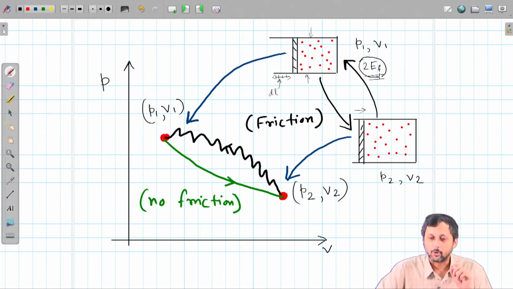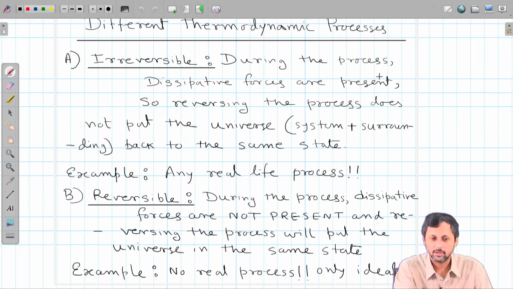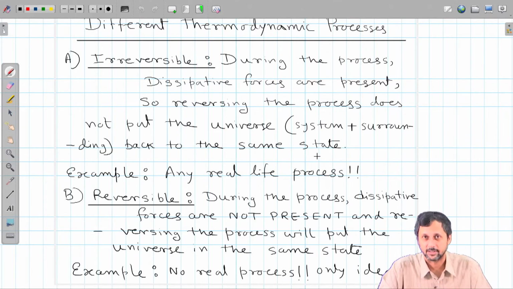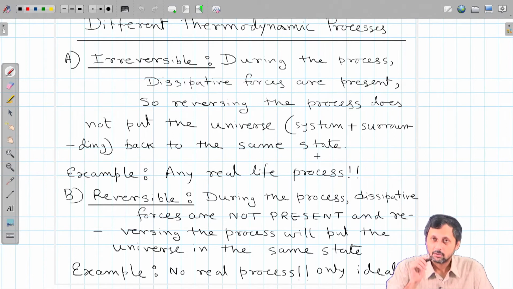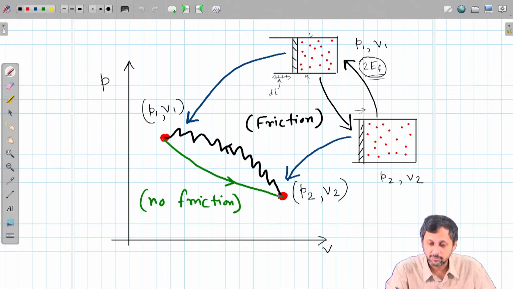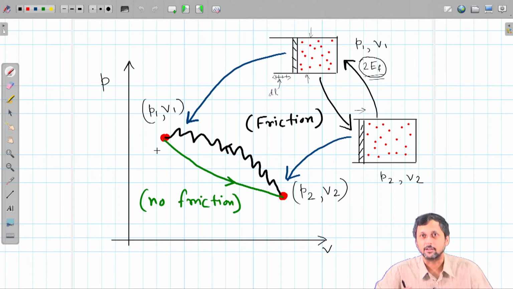And this is why, although the system goes back to its original state, in the rest of the universe there is some change. That is called an irreversible process, where reversing the process does not put the universe, which is system plus surrounding, back to the same state. So, any real life process is an irreversible process. Now, what is the way out? Generally we represent an irreversible process by this type of zigzag diagram. This means an irreversible process.